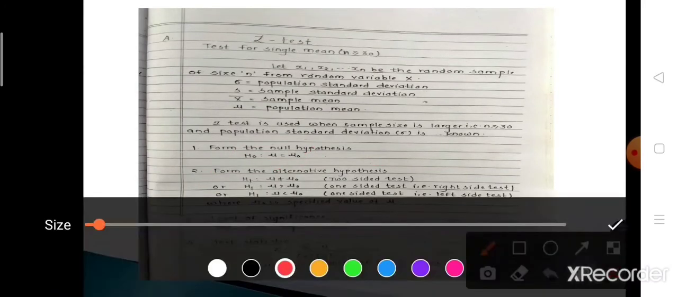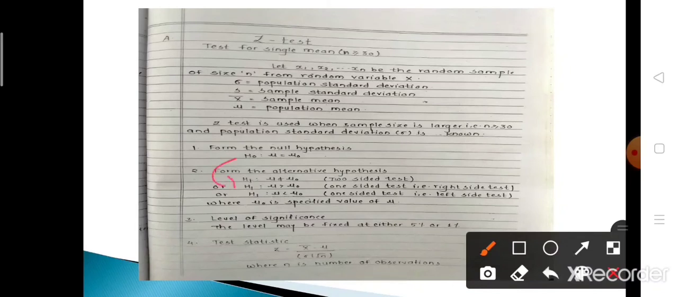And what is the alternative hypothesis? The alternative hypothesis is opposite to the null hypothesis. So there are 3 conditions in the alternative hypothesis. One is not equal to, then greater than, and less than. Not equal to means the two-sided test, mu greater than mu naught is the one-sided right test, and mu less than mu naught is the one-sided left test, where mu naught is any specified value of mu. Like suppose mu naught is 5 or 10 or 15, mu naught is any specified value.